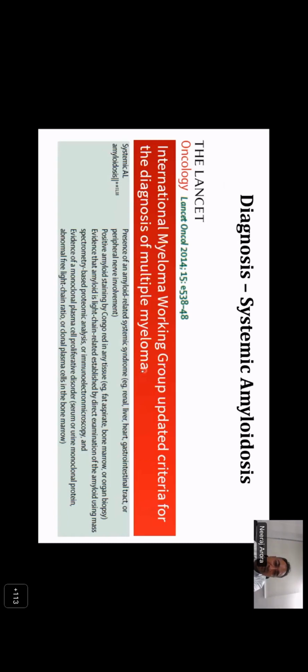So in this particular case, there were no findings seen, and so we had a diagnosis of AL type of amyloidosis, and these are some of the updated criteria for the diagnosis, where you have presence of an amyloid-related systemic syndrome. Then you have positive staining by amyloid by Congo red in any of the tissues, and then there is evidence that the amyloid is light chain by direct examination of the amyloid using mass spectrometry-based proteomic analysis or immunoelectron microscopy, and evidence of monoclonal plasma cells.